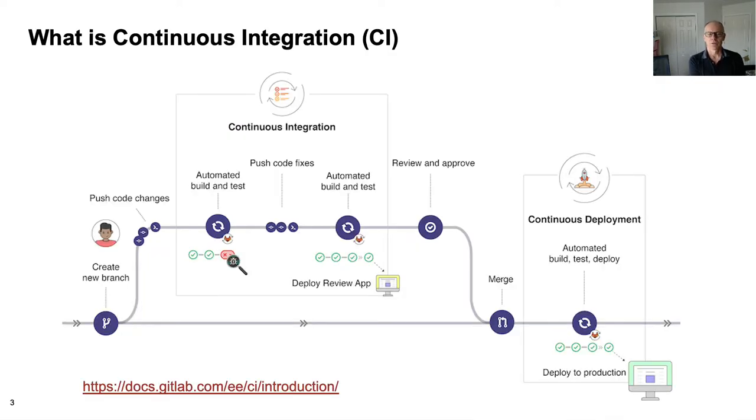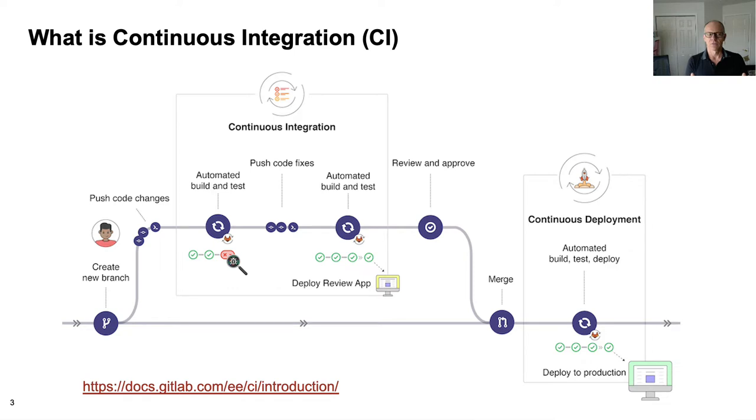So what is continuous integration? Well, when people are using distributed version control systems such as Git, a typical workflow consists of creating a new branch of a particular repository. So essentially that means making a copy of the code and making some changes to that code. Once those changes have been completed, those changes are typically reviewed in some way, and there's an approval process, and then the changes are merged back into the main repository.